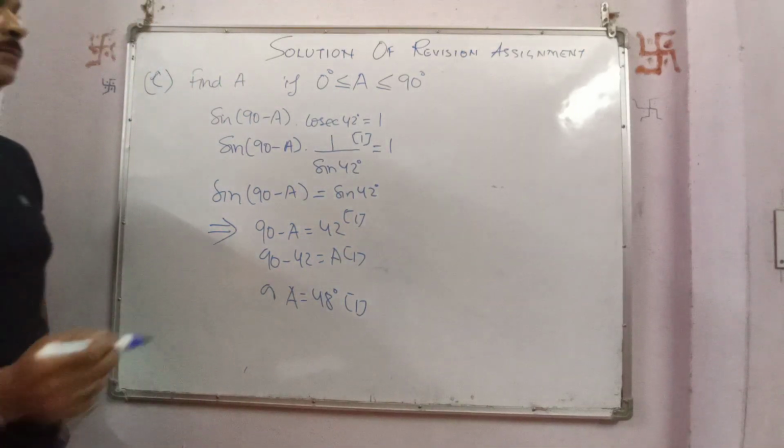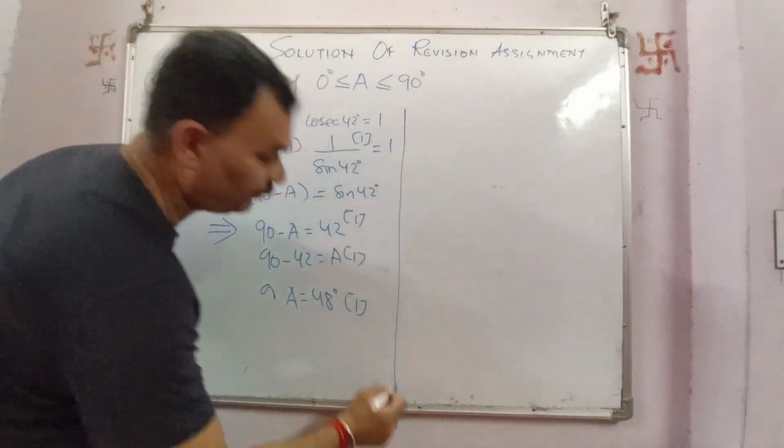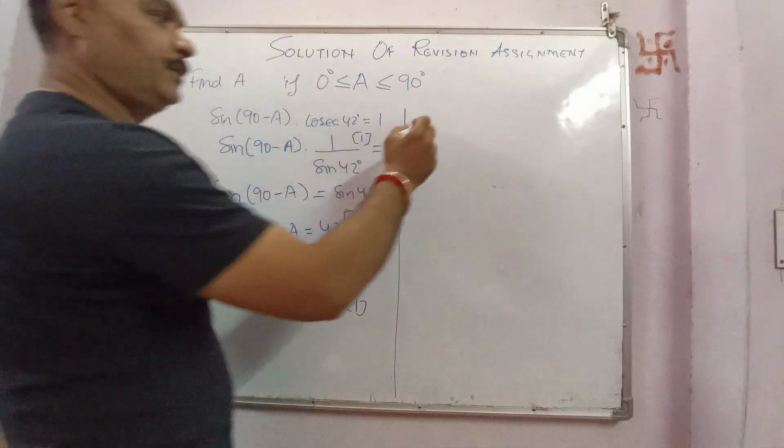Now 1 mark for this, 1 mark for the comparison, 1 mark for the solution, and 1 mark for the answer. This is 4 marks.